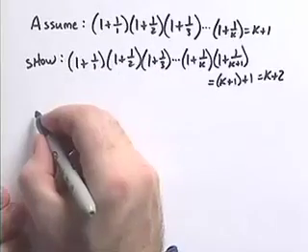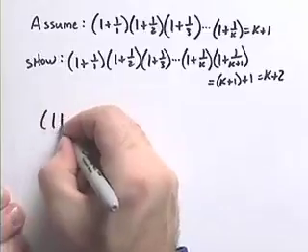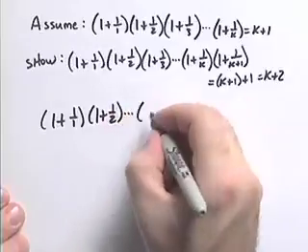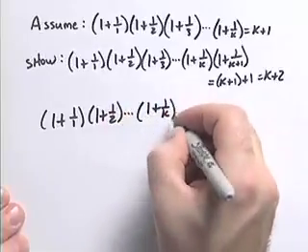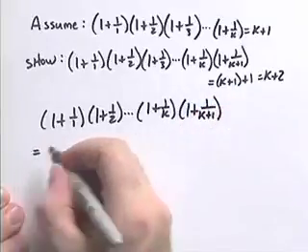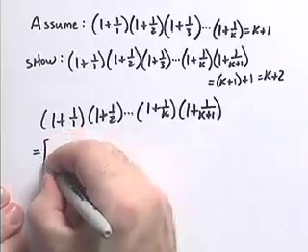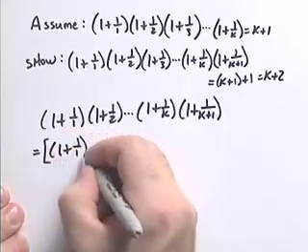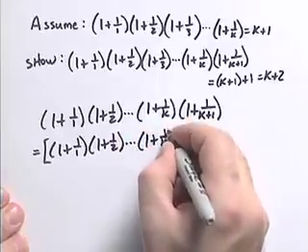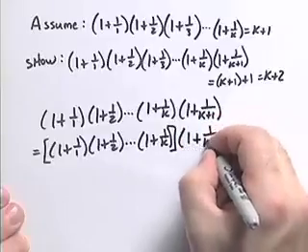So we're going to go ahead and start with our left-hand side here. So we're going to get (1 + 1/1)(1 + 1/2)...(1 + 1/k)(1 + 1/(k+1)). Now we can group everything together except for this last factor. So we'll have (1 + 1/1)(1 + 1/2) and so on, times (1 + 1/k). Group all that together, and then multiply by (1 + 1/(k+1)).